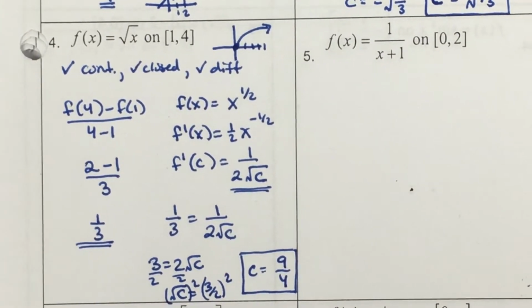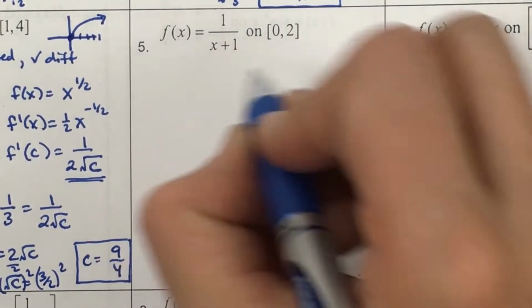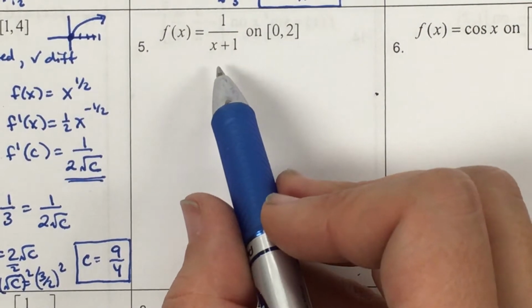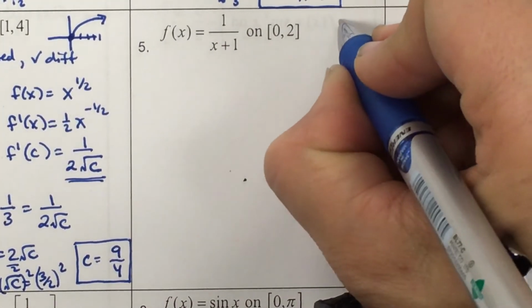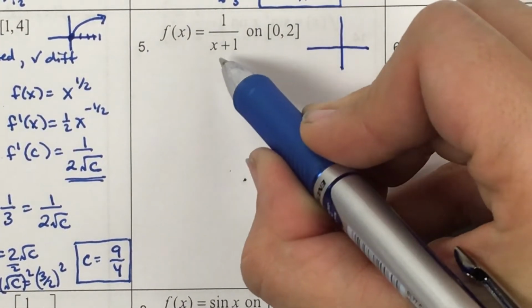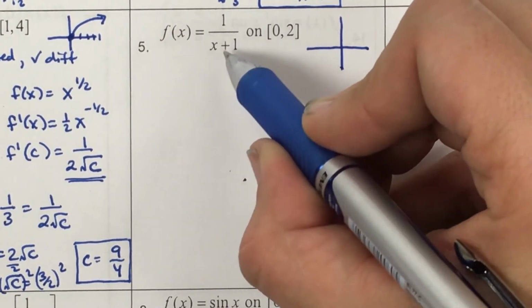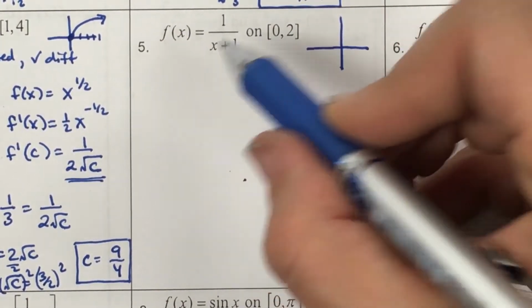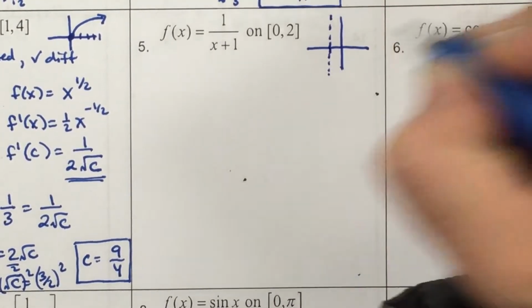All right, number 5. So check that this is continuous. Ooh, I have a problem here. If I sketch out what this graph looks like, I know that there's a vertical asymptote at x equals negative 1 because x cannot be negative 1. It will be 1 over 0, and if 0 is under the line, it's undefined. So at negative 1, we have a vertical asymptote.